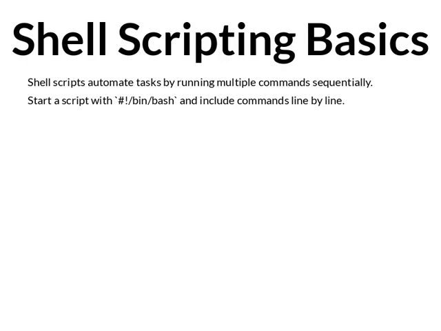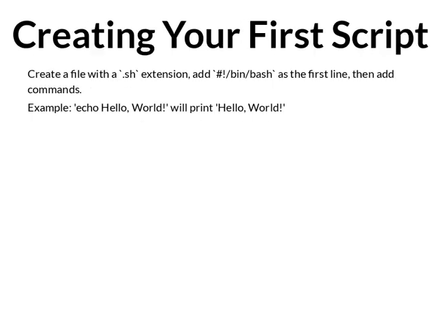Shell scripts automate tasks by running multiple commands sequentially. Start a script with the hashbang line, or shebang, and include commands line by line. To create your first script, make a file with a .sh extension, add #!/bin/bash at the top, and add your commands. For example, echo hello world prints hello world.